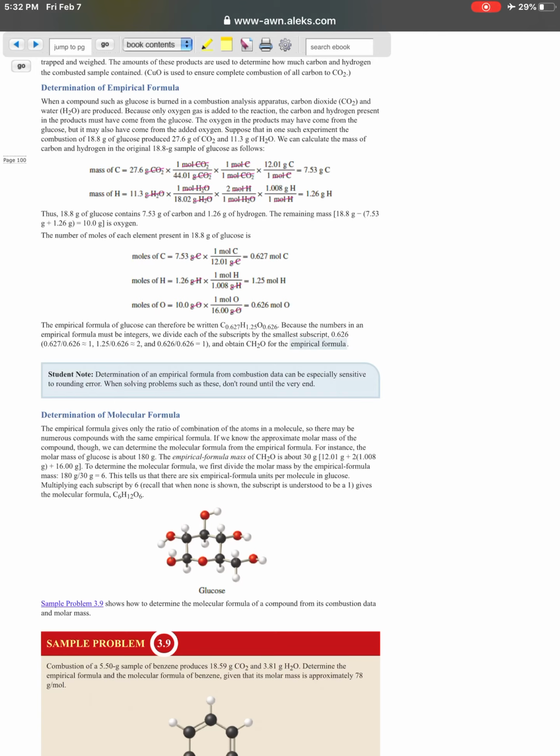That would be the empirical formula. 1, 2, 1. Carbon, hydrogen 2, oxygen. 1, 2, 1. CH2O would be the empirical formula. And that's the final step in this particular problem, is how do you find the empirical formula?